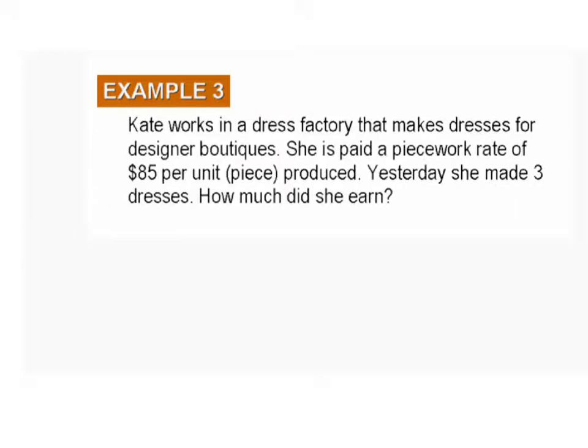All right, here is example 3 from our textbook. Example 3 is on page 305. Kate works in a dress factory that makes dresses for designer boutiques, and she's paid a piecework rate of $85 per unit or piece produced. Yesterday she made 3 dresses. How much did she earn? If you're thinking, are you saying, what's 3 times 85, Mr. Yates? I'm saying, yeah, that's exactly what I want to know. What is 3 times 85? It is $255. That's how much she made yesterday. Not a bad rate. Get that down. We'll go on to the next slide.